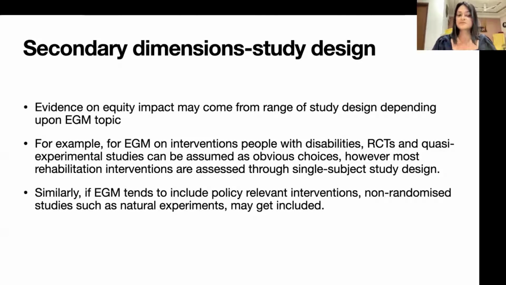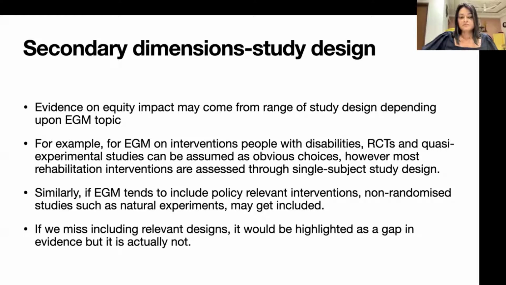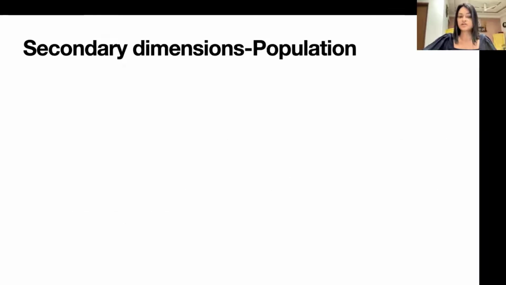Similarly, if evidence and gap maps tend to include policy-relevant interventions, non-randomized studies such as natural experiments may get included. And like I mentioned, missing out on a relevant study design can be highlighted as a gap, which is actually not the case.